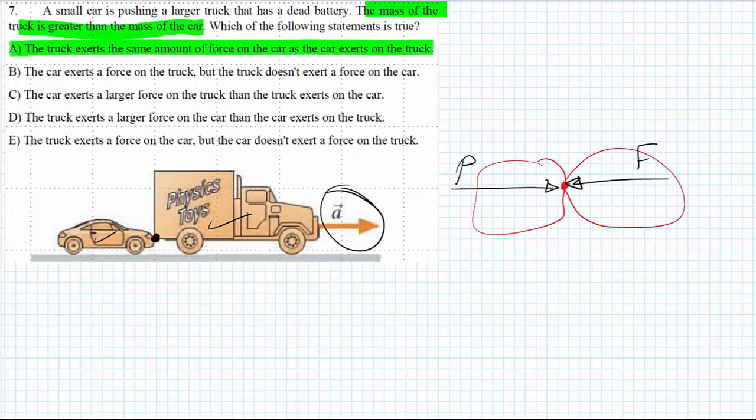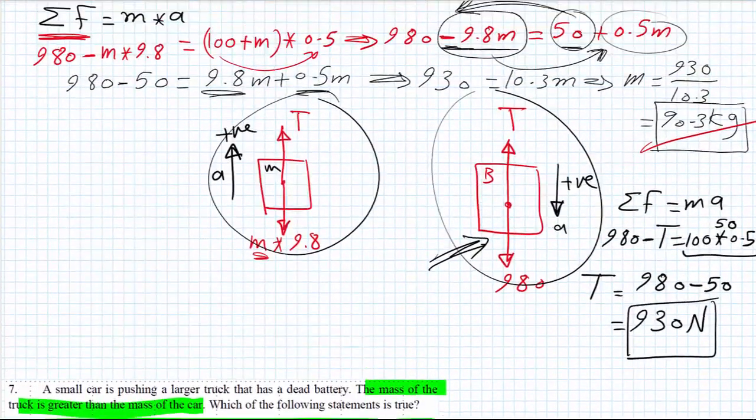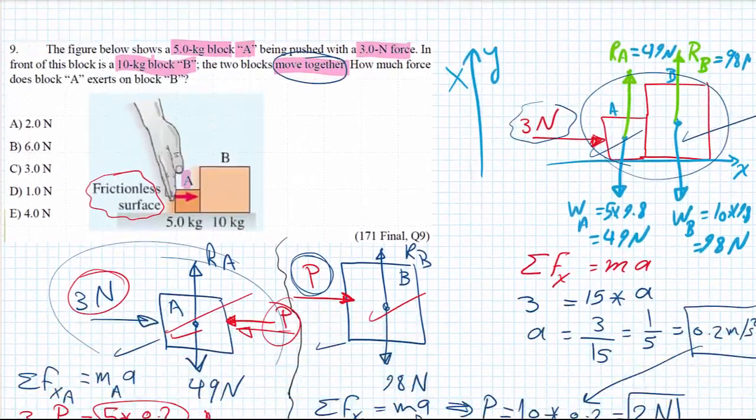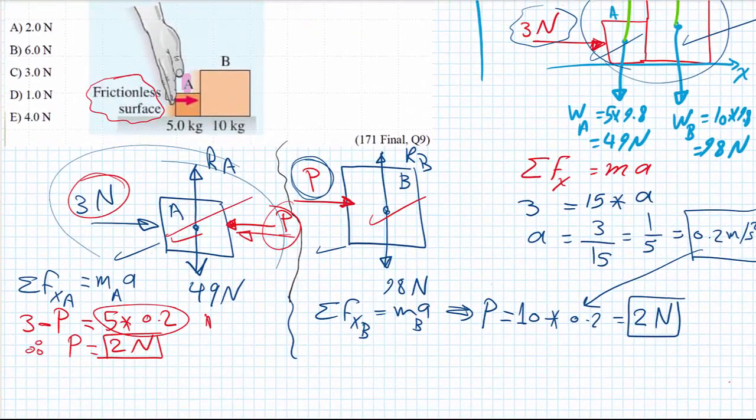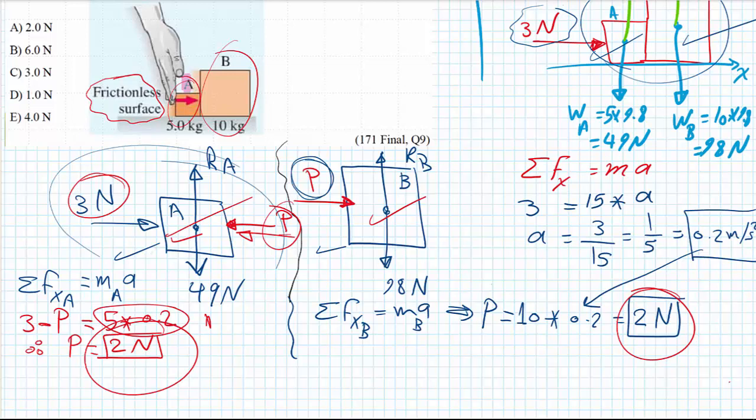The truck exerts. Exerts means it applies. The truck exerts the same amount of force on the car as the car exerts on the truck. This is the right answer. And as we said before, from the previous problem, we found that the mass A exerts a force on B, which was 2 Newton, and the mass B exerts a force on A, which is also 2 Newton. They apply the same force on each other, but in opposite direction.